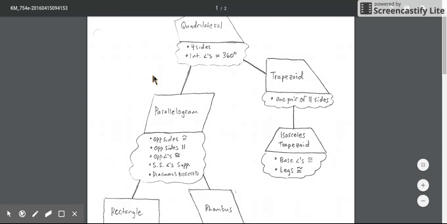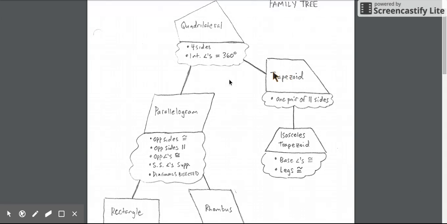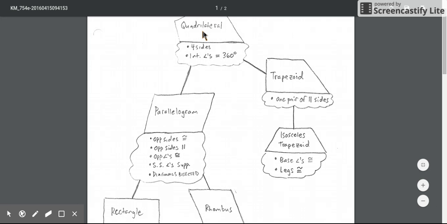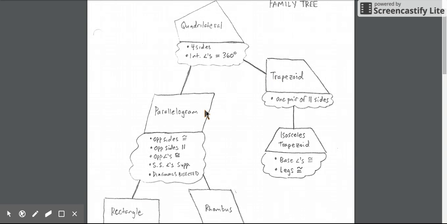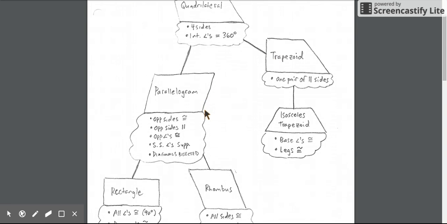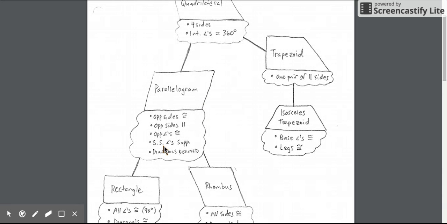If quadrilaterals had two kids, they'd have parallelograms and they'd have trapezoids. These kids share their parent properties, but they don't share each other's properties. So trapezoids are not parallelograms, and parallelograms are not trapezoids. Parallelograms are unique in that they have these five properties. Opposite sides are parallel, opposite sides are congruent, opposite angles are congruent, same side angles are supplementary, or consecutive angles are supplementary, and diagonals are bisected, or they cut each other in half.